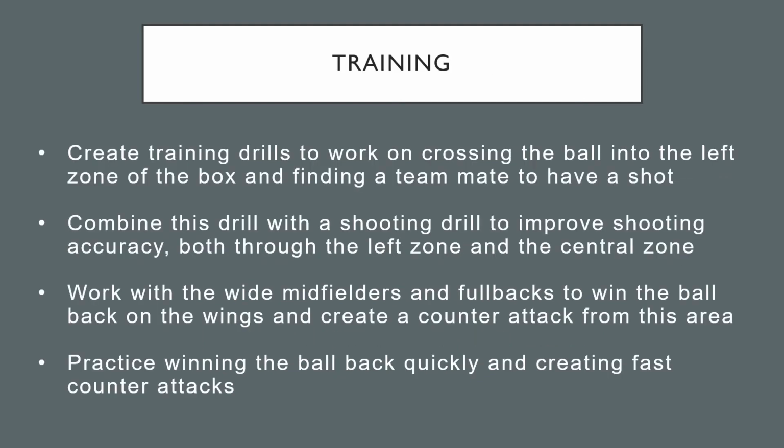So when improving the Mariners' weaknesses in training sessions, 2 of the weaknesses can be improved by creating a shooting drill, focusing on entering the box via a cross from the left zone and taking a shot from inside the box. Another aspect to work on in training are the fullbacks and wide midfielders winning the ball back on the wings.